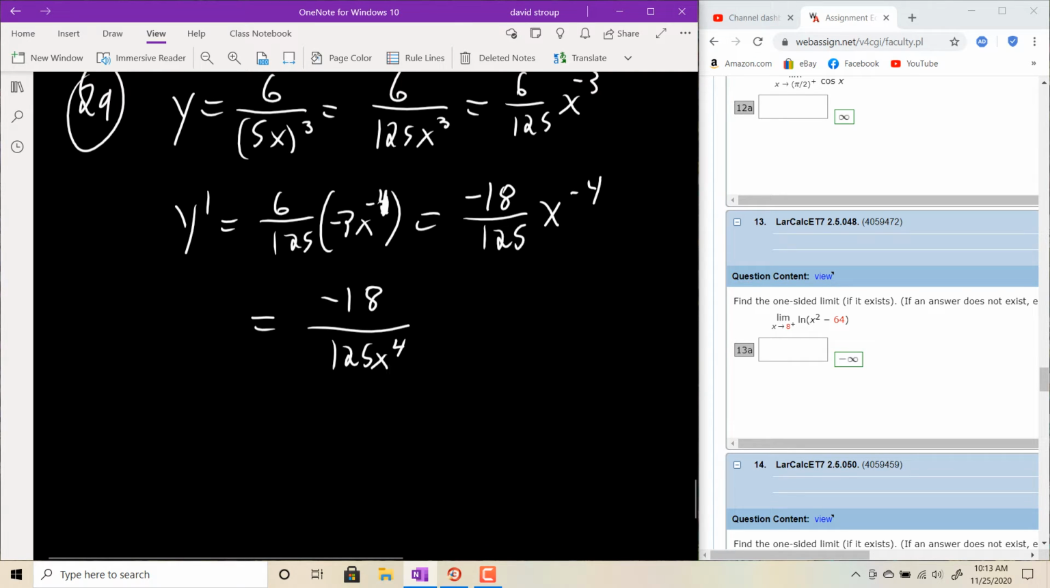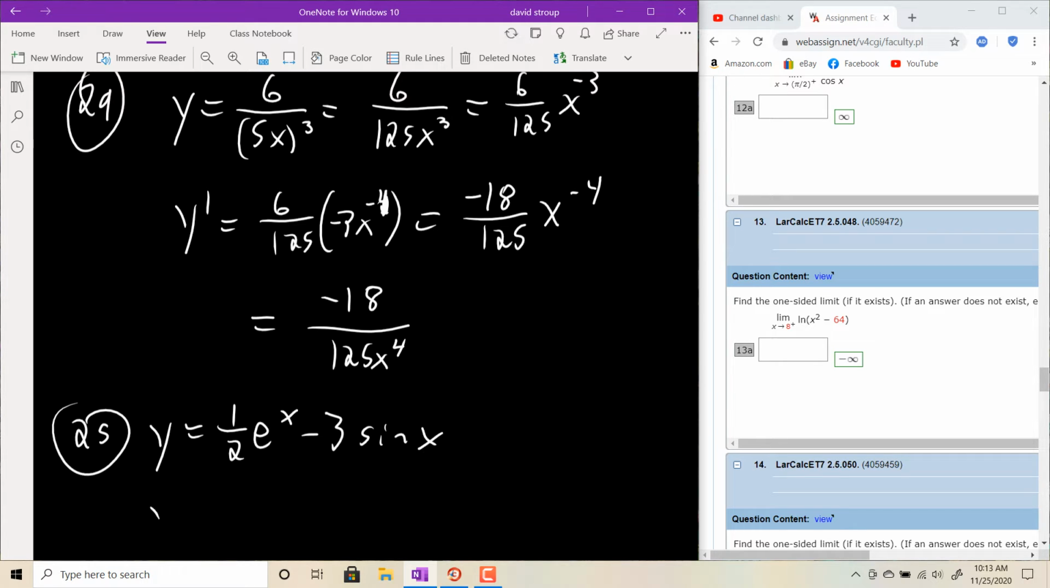Trig derivatives, you should know all your trig derivatives. You should be able to do the exponential ones, so like 25. You have y equals 1/2 e to the x minus 3 sine x. So y prime: derivative of e to the x is just e to the x, minus the derivative of sine, which is just cosine.